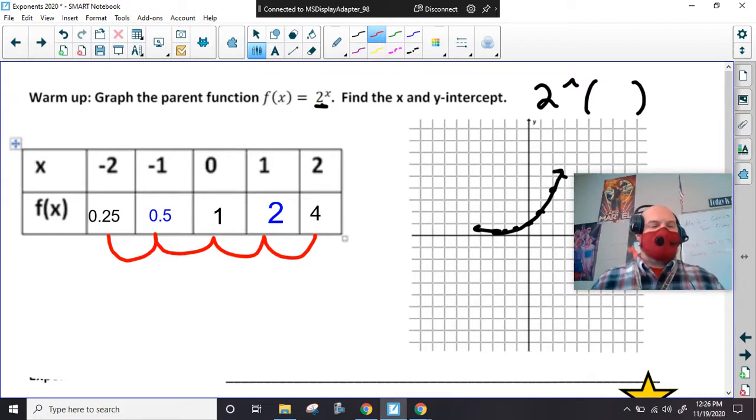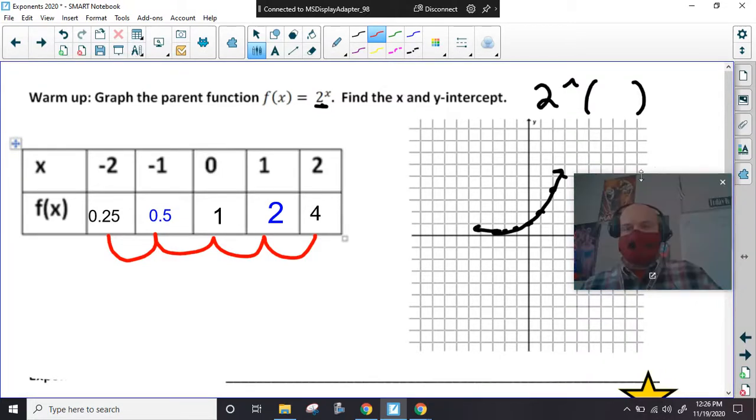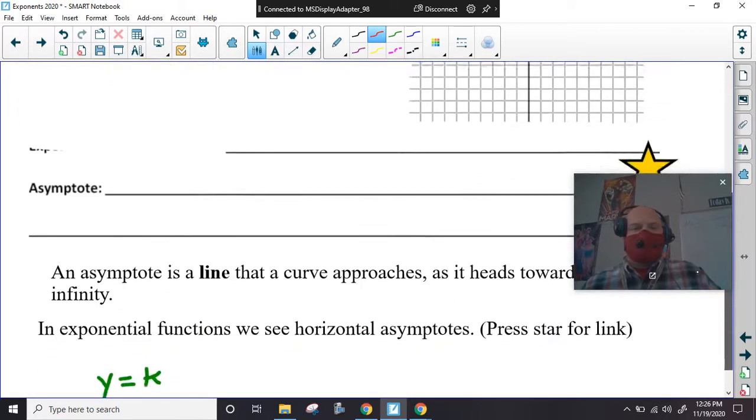Okay. But we're going to build off what we looked at yesterday with h and k, with the absolute value and linear, and kind of move on through this.